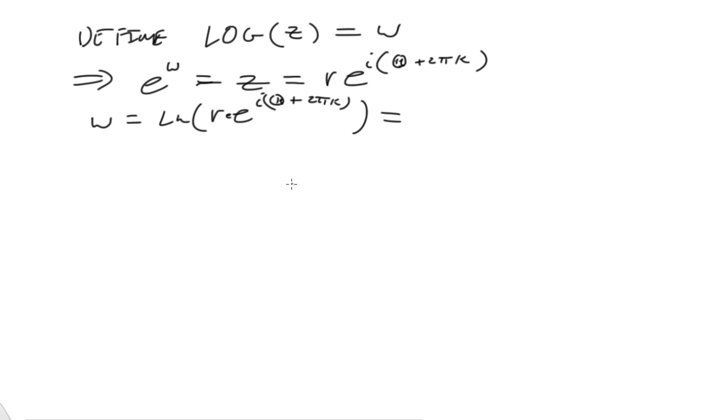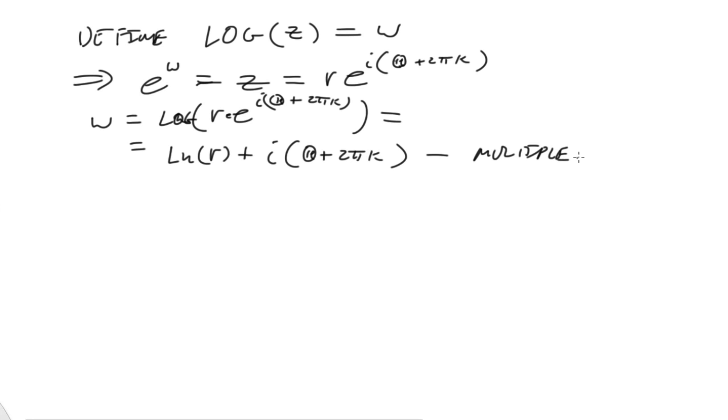And of course, the natural log should have a nice property that it turns into the natural log of r plus i times capital theta plus 2 pi k. All right, so we see here that this is multiple valued. So it's not a true function. The logarithm function of z equal to w is not a true function because it's multiple valued. It's generating all these different imaginary values.